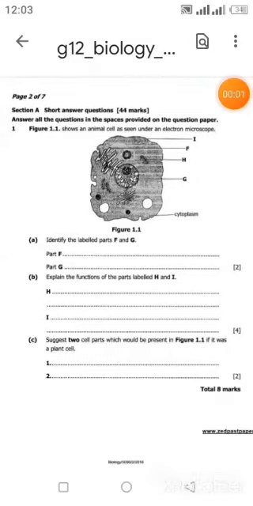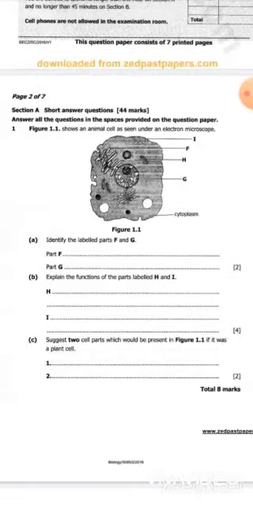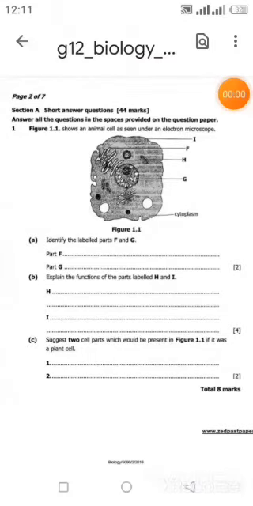Now, before we begin to answer our questions, let me give you a bit of a guide on the functions and the parts of this animal cell so that it can be easy for us to look for answers. Now, let's get started. So we have part I. Part I, that's the cell membrane, and the function of the cell membrane is to allow some substances to pass through in and out of the cell. Hence the reason why it is referred to as the selectively permeable membrane.